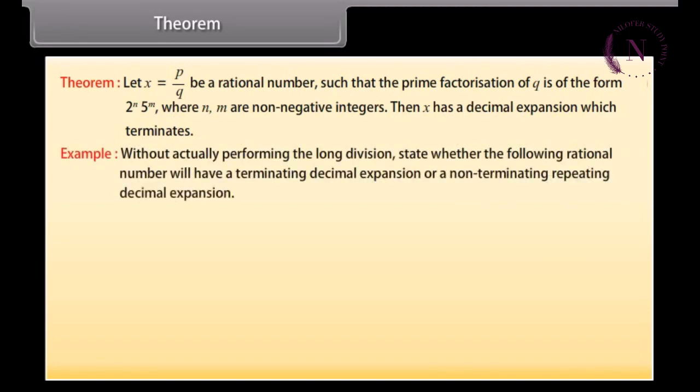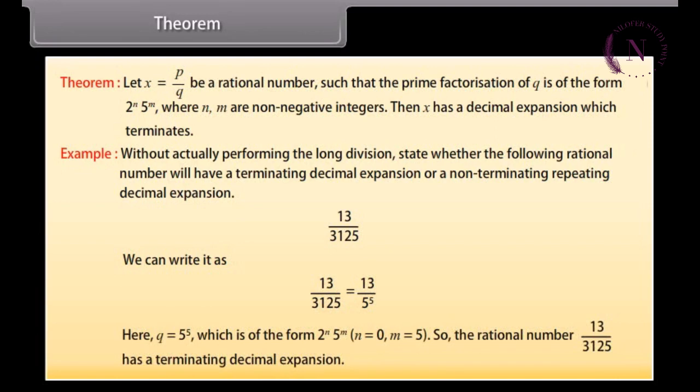Let us solve an example. Without actually performing the long division, state whether the following rational number will have a terminating decimal expansion or a non-terminating repeating decimal expansion: 13 upon 3125. We can write it as 13 upon 3125 equals 13 upon 5 raised to the power 5. Here q is 5 raised to the power 5, which is of the form 2 raised to the power n, 5 raised to the power m, n is equal to 0, m is equal to 5. So the rational number 13 upon 3125 has a terminating decimal expansion.